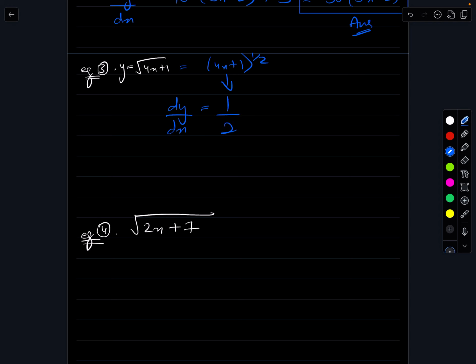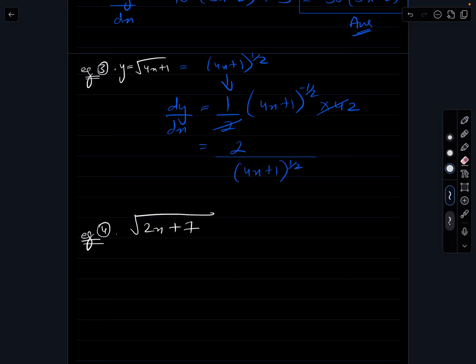Half, after we bring the power down, and 4x plus 1, subtract the power by 1, and differential of the bracket, so it's 4. 4 into half turns out to be 2 after we simplify this. And finally, we have 2 above. The power is negative, so to make the power positive, it goes to the denominator. And since the question was framed in a square root form, we leave the answer as a square root.